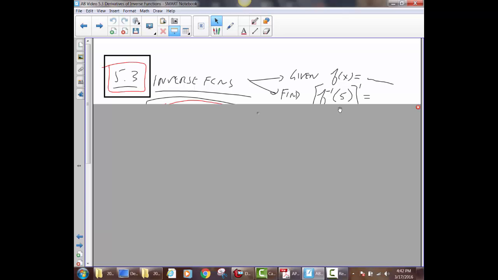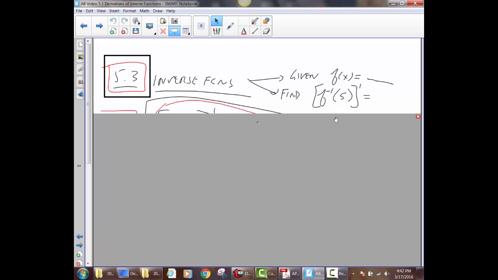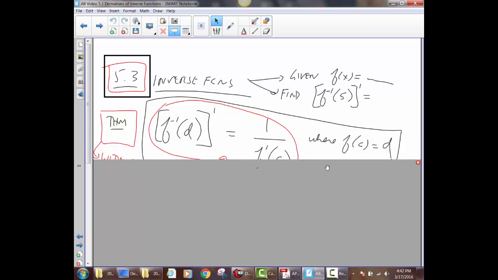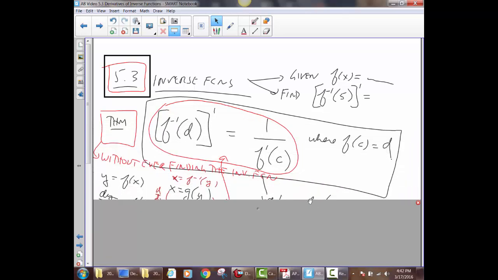Reality is you don't need to find the inverse function, and you're under the impression you always can find the inverse function, and that's sometimes impossible to do. Okay, so here is a formula that you will use, and you will never have to find the actual inverse function. The derivative of the inverse function of some function f at d is equal to 1 over the derivative of the original function at c, where f of c is equal to d.